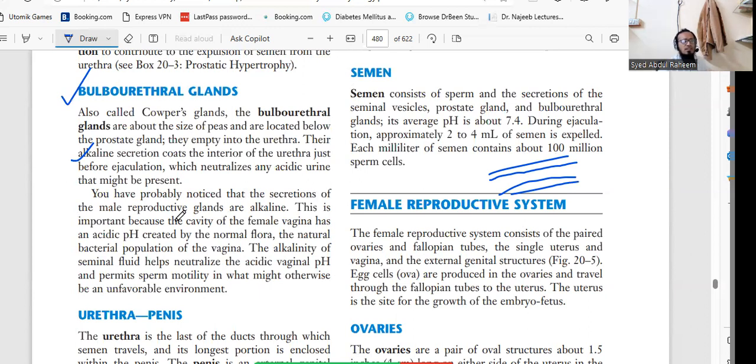You have probably noticed that the secretions of the male reproductive glands are alkaline. This is important because the cavity of the female vagina has an acidic pH created by the normal flora, the natural bacteria population of the vagina. The alkalinity of the seminal fluid helps neutralize the acidic vaginal pH and permits sperm motility in what might otherwise be an unfavorable environment. So one important thing we have to notice is that most infertility cases are due to reduced alkaline nature in the male or increased acidic nature in the female. It is also one of the causes.